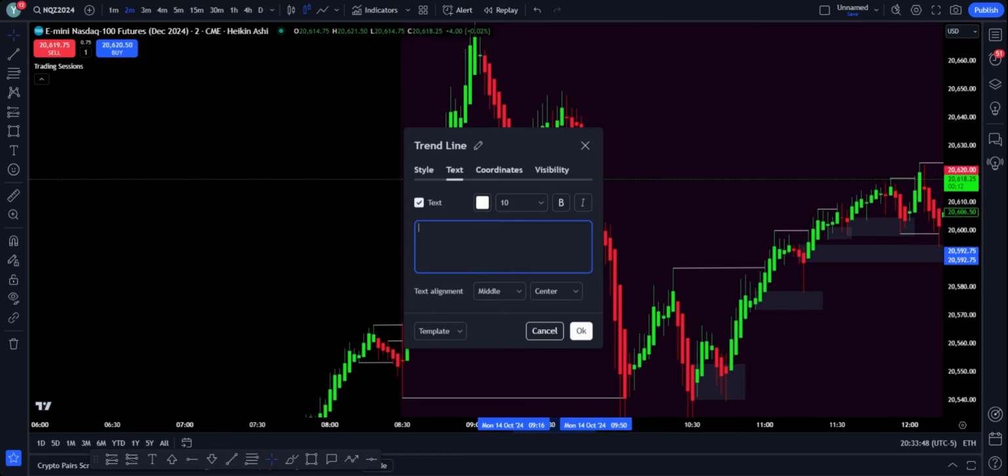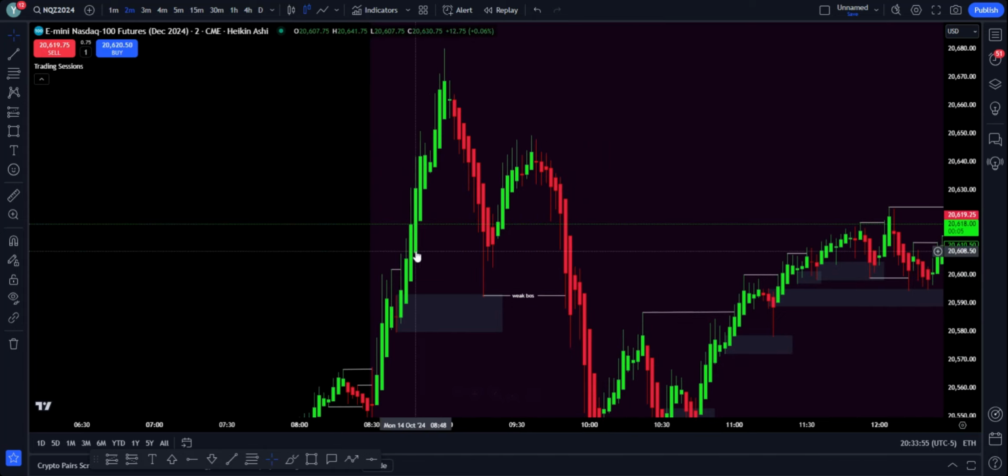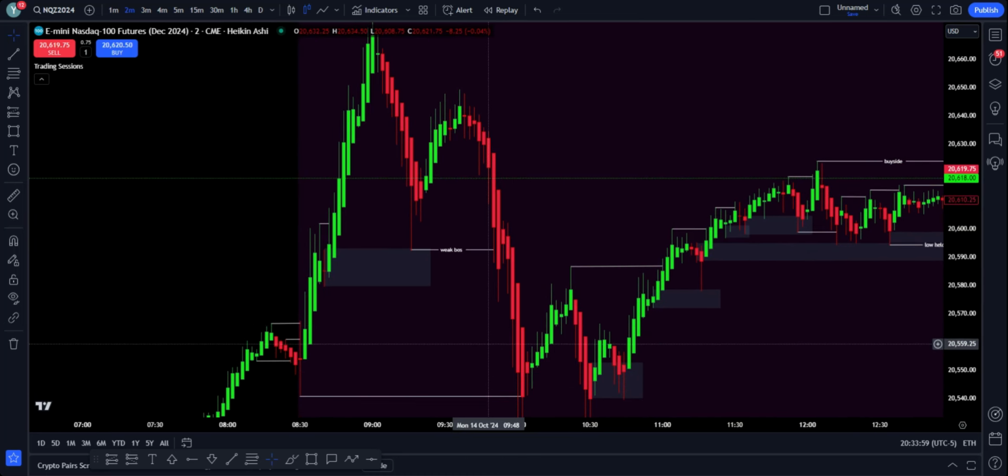I like to call this weak, because there's no foundation to these breaker structures. The market just wasn't strong enough to take out the high, so we just turn around and push back down, take out the easier low.